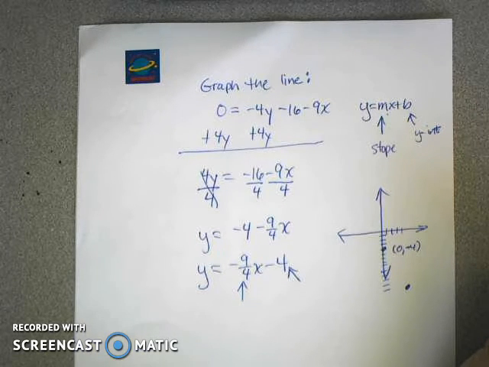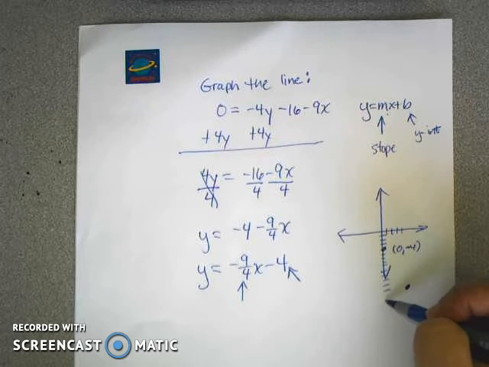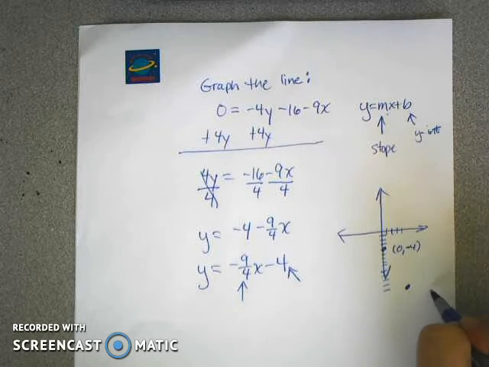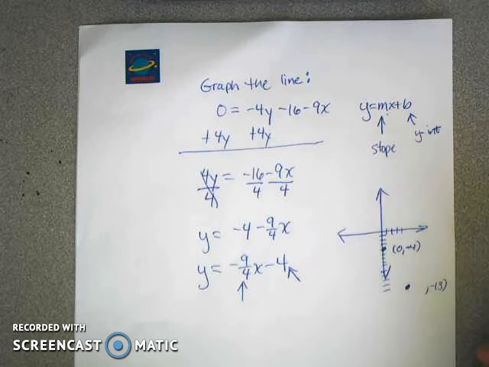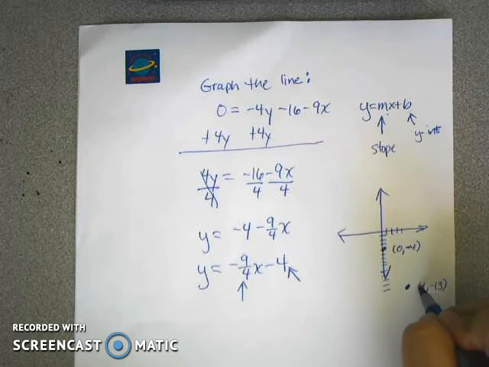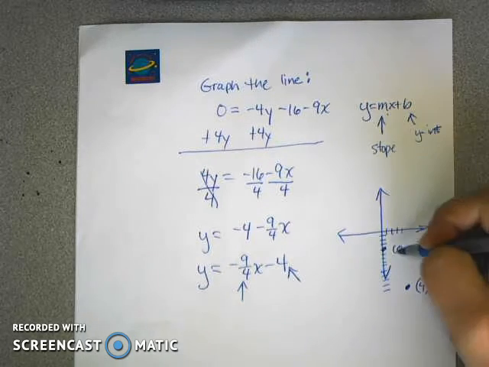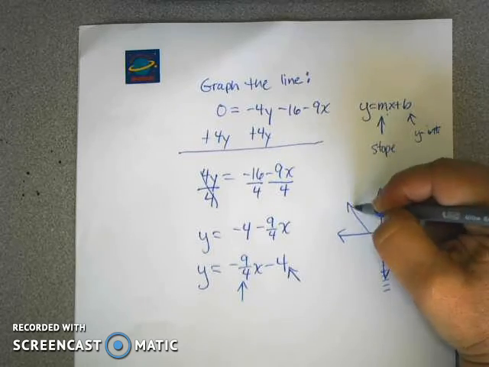I'm actually going to label that point so I know where it is. If I went down 9 units from negative 4, that would be a y value of negative 13. And of course, if I moved over 4 to the right from 0, then I have (4, -13) is the point. Now I can sketch the line through those 2 points.